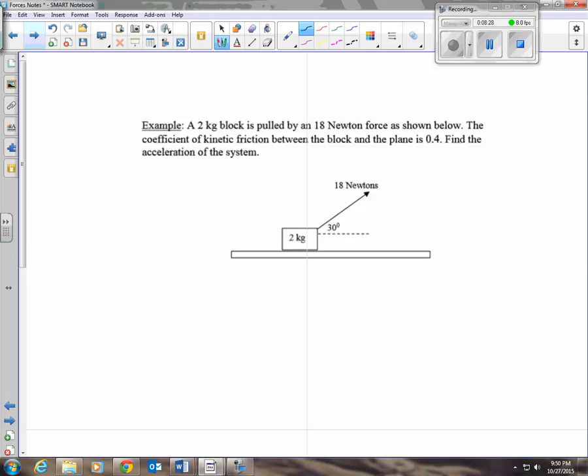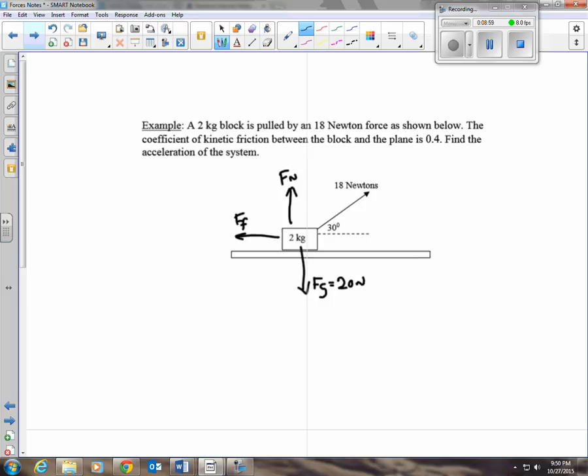We have a block being pulled forward by an 18 newton force, but this time at an angle of 30 degrees, and we want to find the acceleration. So I'm going to draw a little free-body diagram. I'll draw it right on here. We have Fg, which is going to be 20 newtons. Fn. Now we have to be careful. It's not going to be 20 newtons this time because this 18 newtons is pulling up on it a little bit. So I have another up force. Then I'm going to have the force of friction back here.